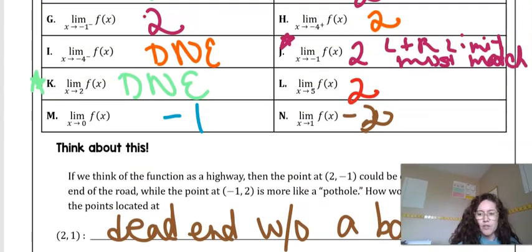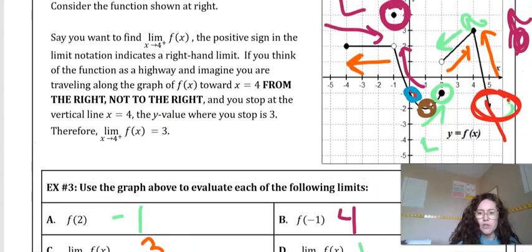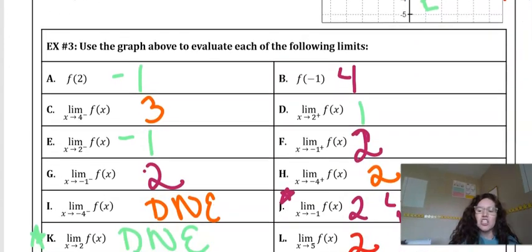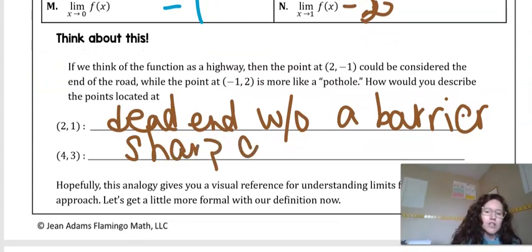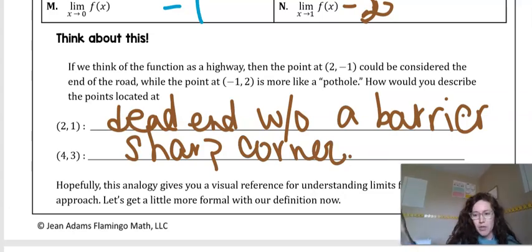Now 4, 3. What are they asking about 4, 3? Ooh, that looks special. Very special. I want you to notice at 4, 3, it looks very sharp there. Very sharp corner. We're going to talk about what each of those did as we get more into this.